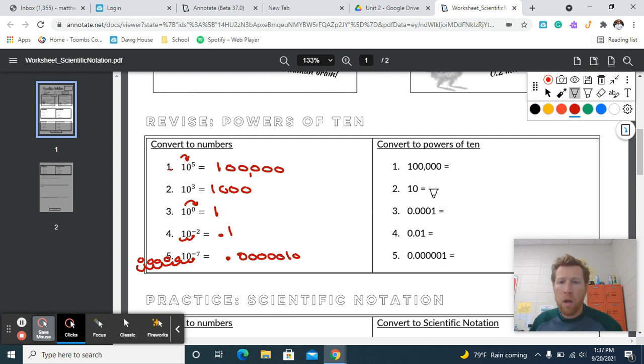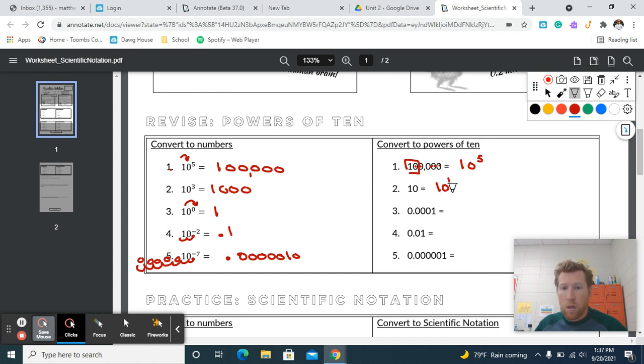Now on this one, we're going to count up the number of zeros, minus the one that would make it a 10. So for example, if I exclude just the 10, I'm going to count up my zeros: 1, 2, 3, 4, 5. So this will be 10 to the fifth power. All right, 10, and there's 1 zero, so 10 to the first power.